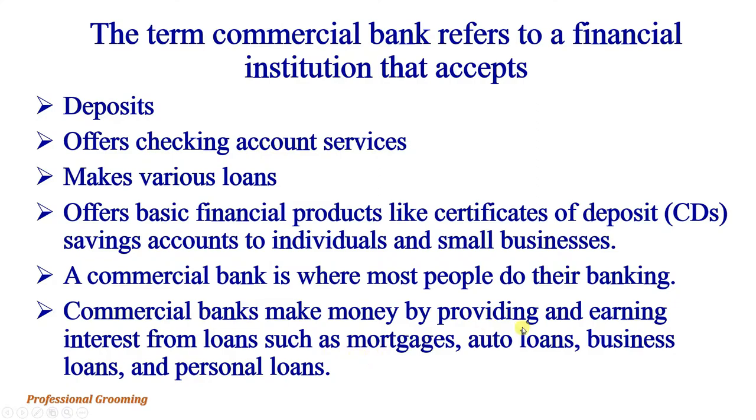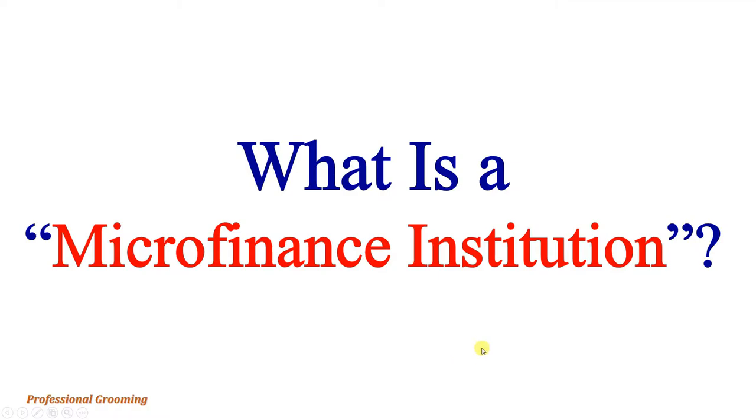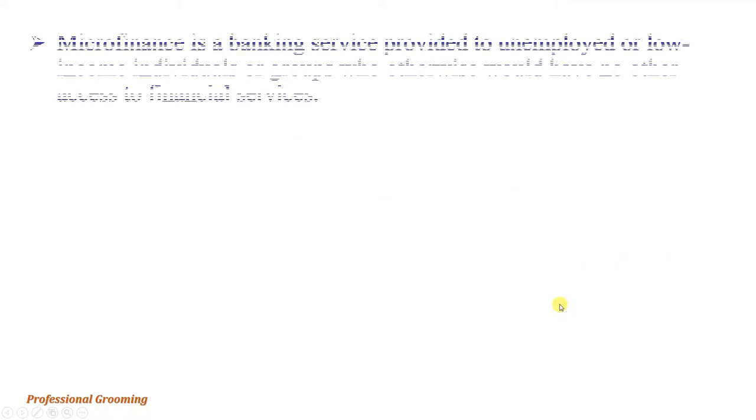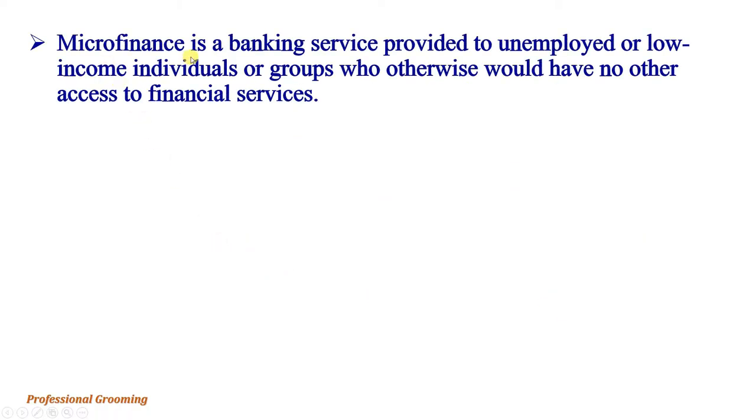Commercial banks make money by providing and earning interest from loans such as mortgage, auto loans, business loans, and personal loans. What is a microfinance institution? A microfinance institution is a banking service provided to unemployed or low-income individuals or groups who otherwise would have no other access to financial services.